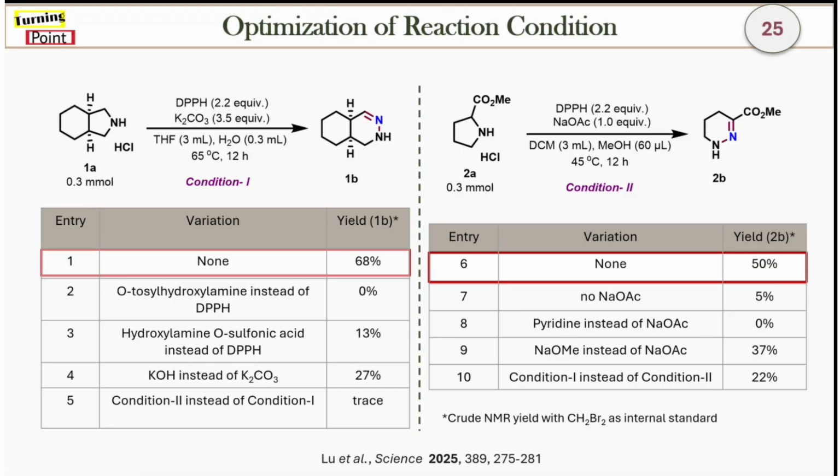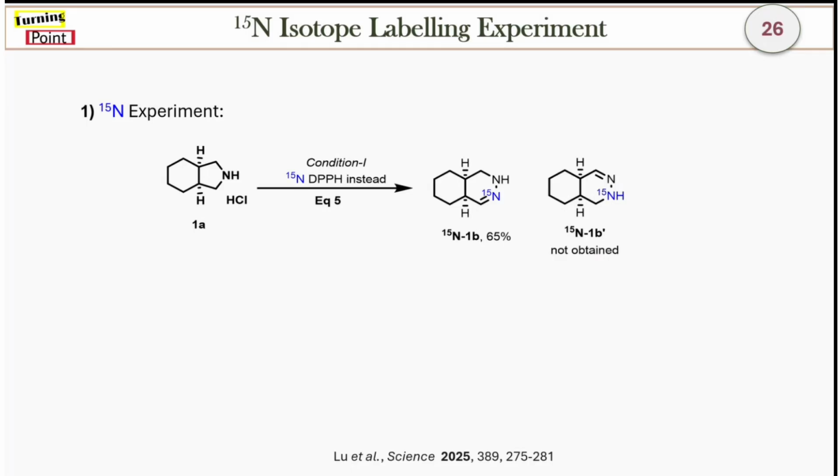So from this optimization, what they have concluded is that maybe their method is substrate specific. Like for the proline derivative, condition 2 is effective, and for another, condition 1 is effective. After optimizing, they did some control experiments.